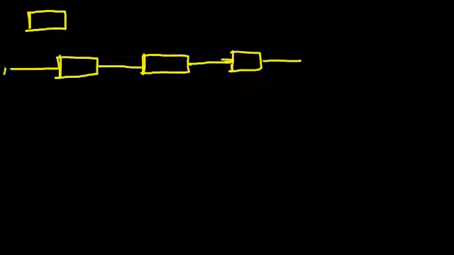So these are the endpoints A and B. If this is resistor X, this is Y, and this is Z, resistors X, Y, Z are said to be in series connection.